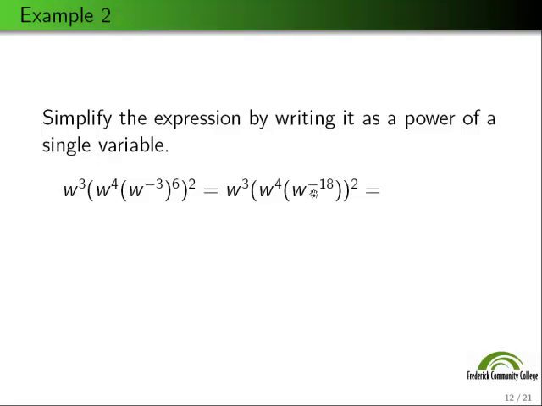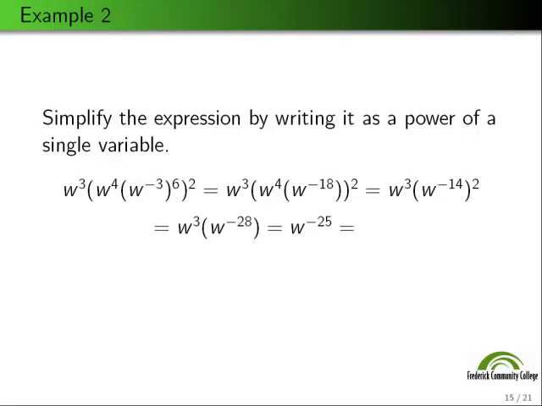And now there's nothing we can do inside here, so go to the next parentheses out. So we've got W to the 4th times W to the negative 18th. And in this case we add, and we get W to the negative 14th. And then here we have W to the negative 14th squared. So that leaves us with W cubed times W to the negative 28th. And now multiplying here, we add to get W to the negative 25th.